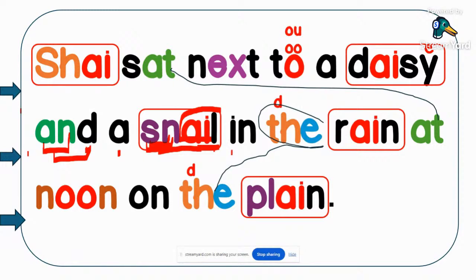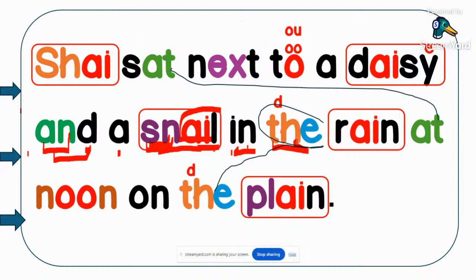I makes the sound A. N makes the sound N. Put them together. A, N. In. And that would mean that you're in an enclosed area. When you're in, it means that you have something that surrounds you. Okay.